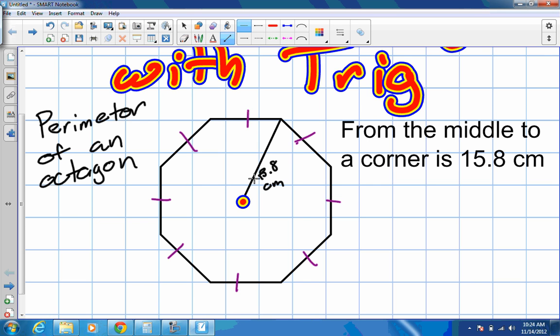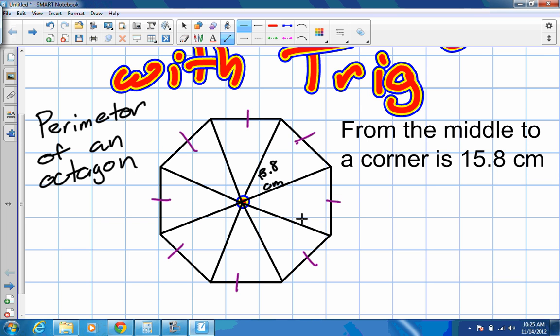Since the middle to one corner is 15.8, we can essentially recreate that from the middle to every single corner. That doesn't look like I'm starting at the center, but I'm doing my best here. Can you draw a diagram? That's actually amazing.